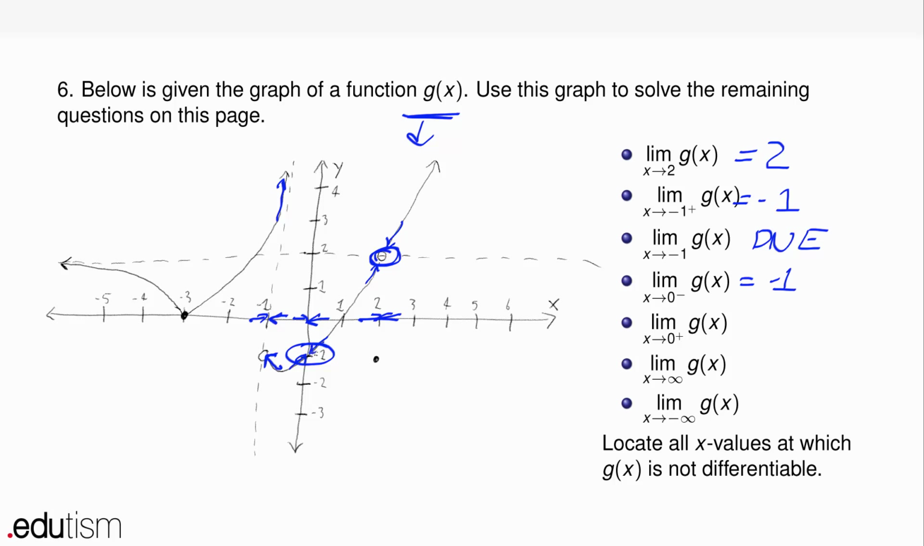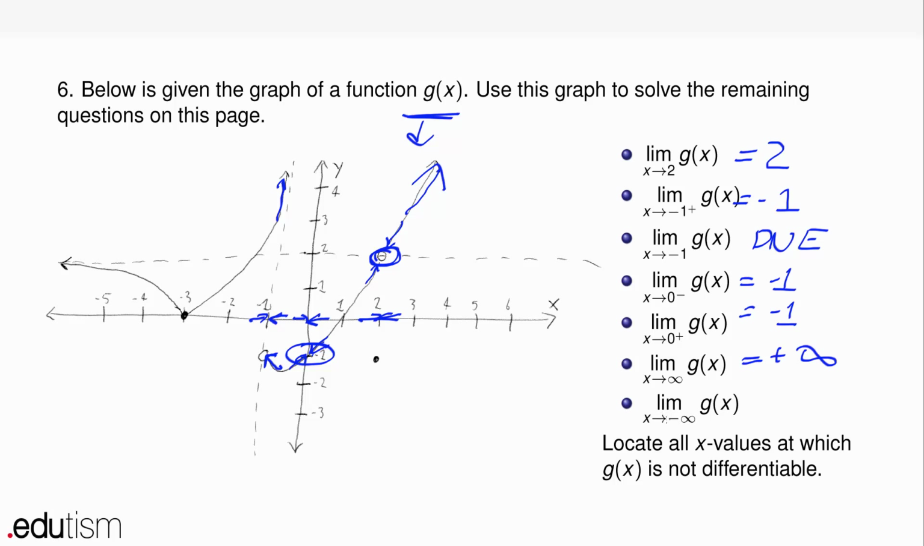If I approach along this line, I am approaching that same y-coordinate of negative 1. Now, if I want to take the limit as x goes to infinity of g of x, I'm going as far to the right as possible. I'm following this arrow up here. That arrow goes up, so the y-coordinate is going to go to positive infinity.